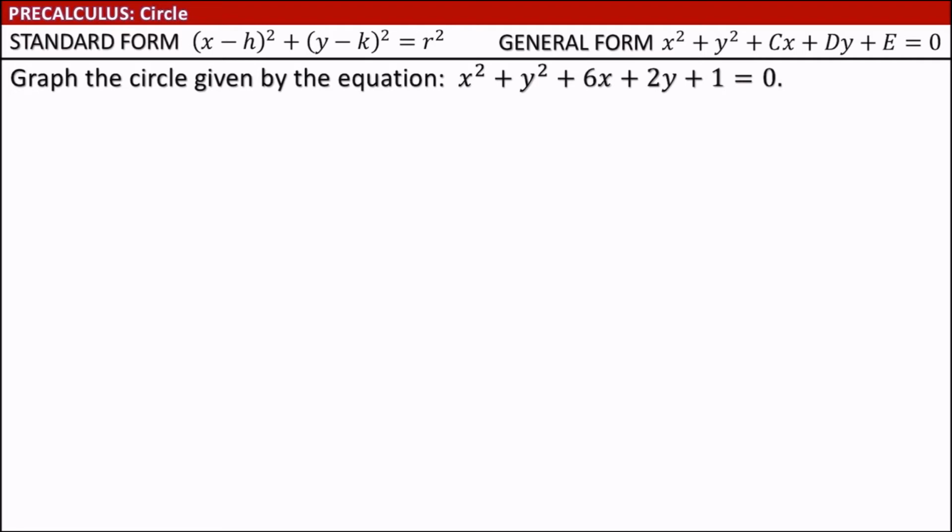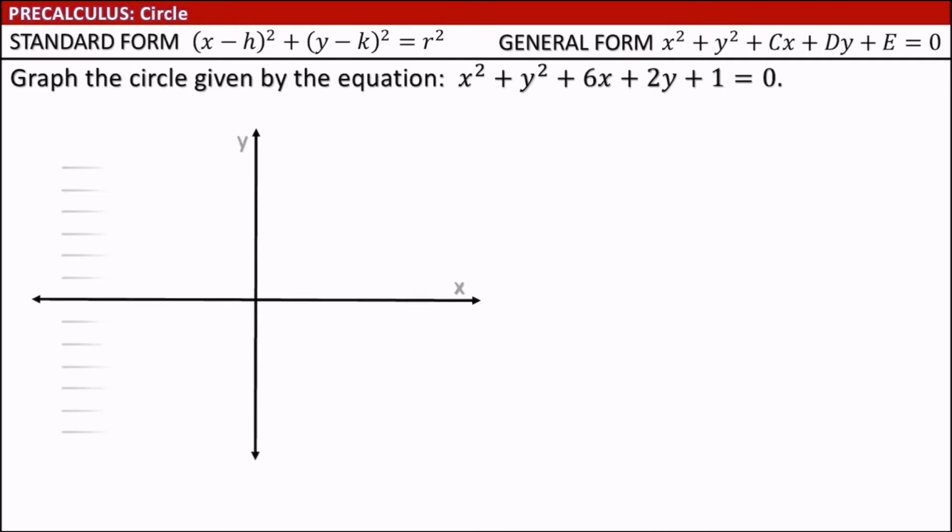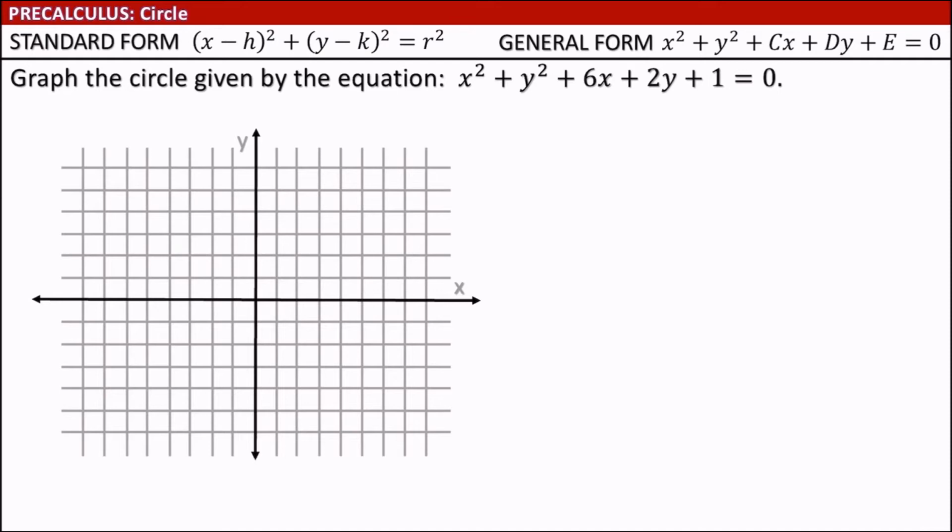Graph the circle given by the equation x squared plus y squared plus 6x plus 2y plus 1 is equal to 0. Alam natin na sa pag-graph ng circle, kailangan lang natin ng dalawang bagay, the center and the radius. In this case, we're asked to graph the circle given the general form. Para mas mabilis, gamitin na natin yung ating shortcut formula. In these formulas, we need the values of c, d, and e. Our c is equal to positive 6, our d is equal to positive 2, and our e is equal to positive 1.